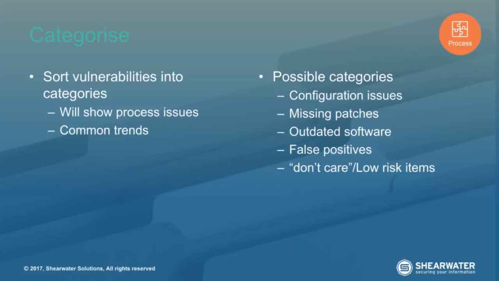The other category I use is the don't care or low risk items. Every environment has these, and they'll be different for every organization. For example, there's a vulnerability that says there's a timed ICMP timestamp issue. Those of you that run vulnerability scans will know this one. It is firmly in the, yes, we should probably fix it at some stage, but we don't really care at this particular moment. We've got bigger fish to fry. So they're the low risk items, the I'll fix later items. So the categorization, like I said, will show you process issues, and it'll show you common trends of things that are going to go wrong within the organization.